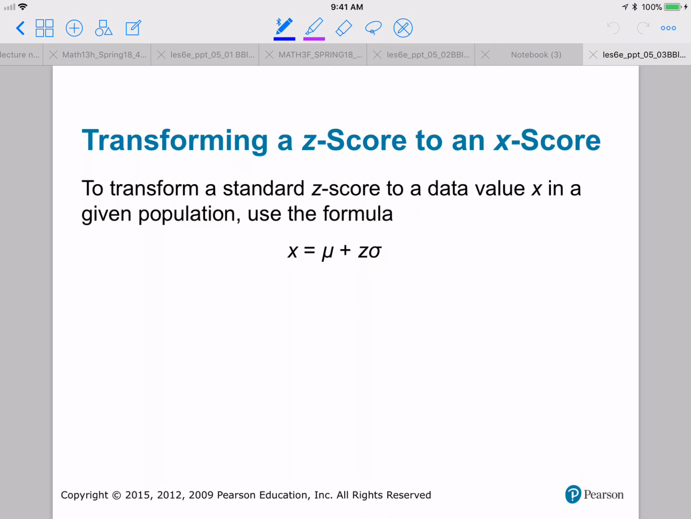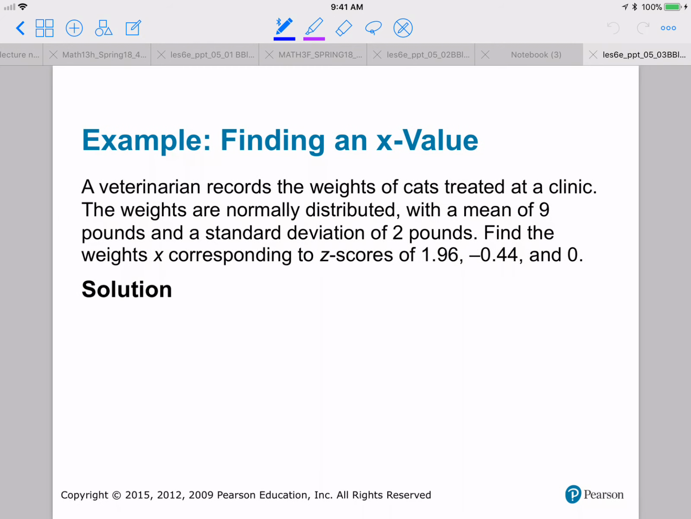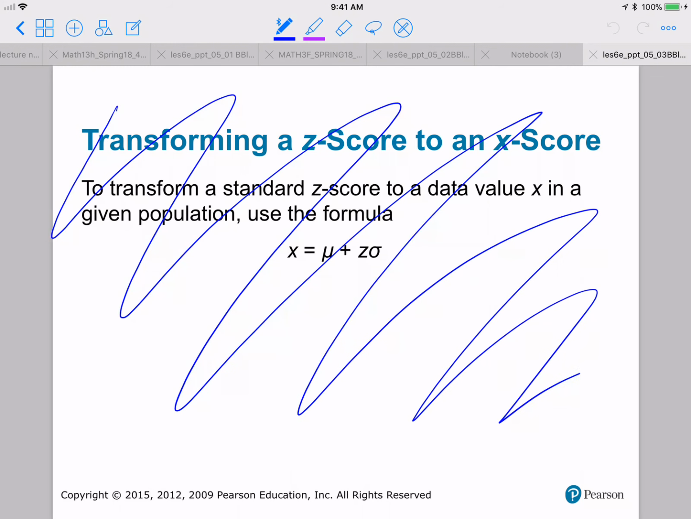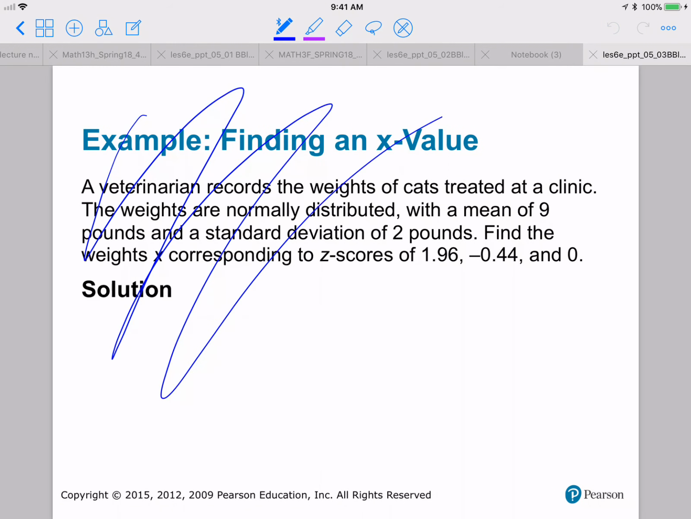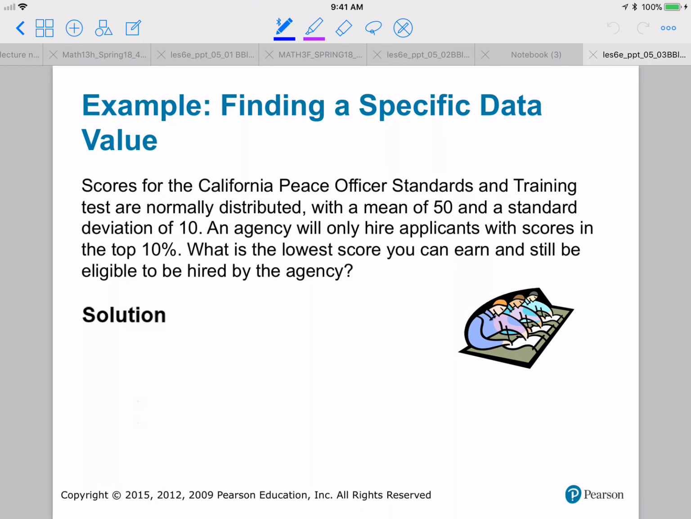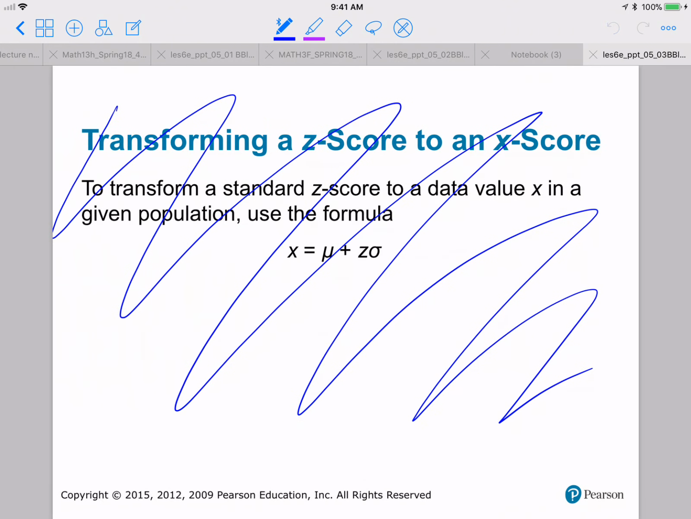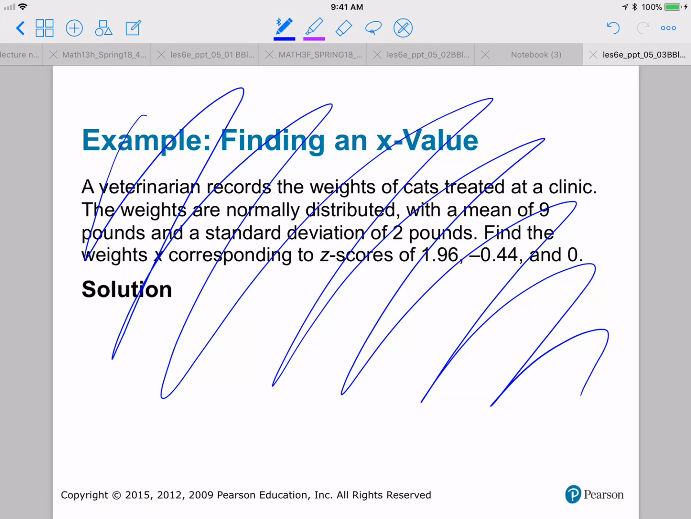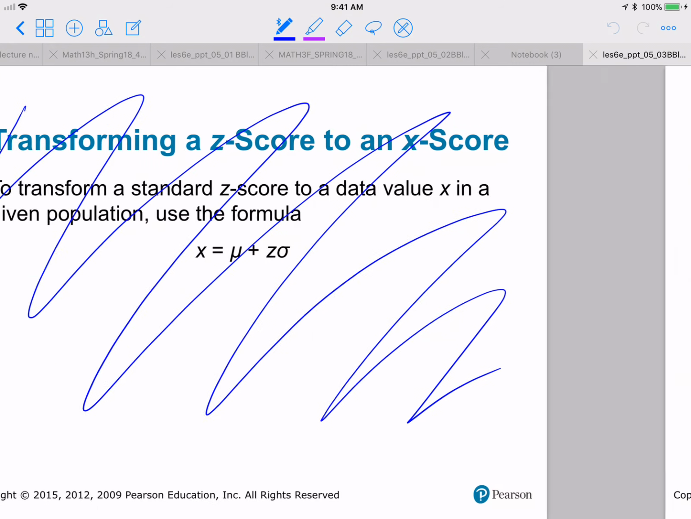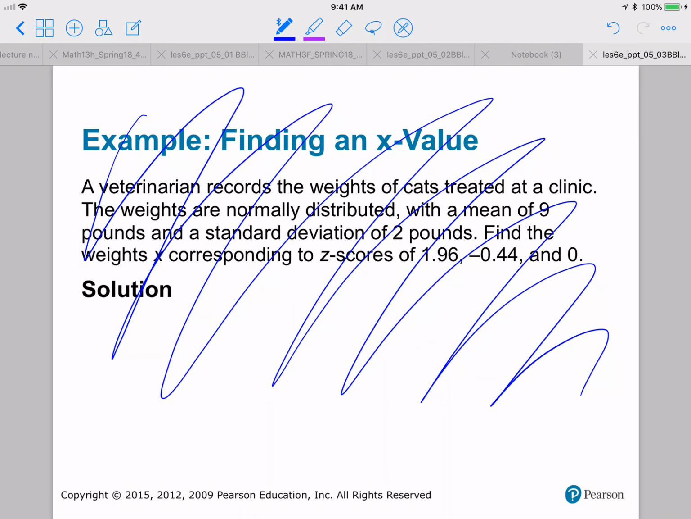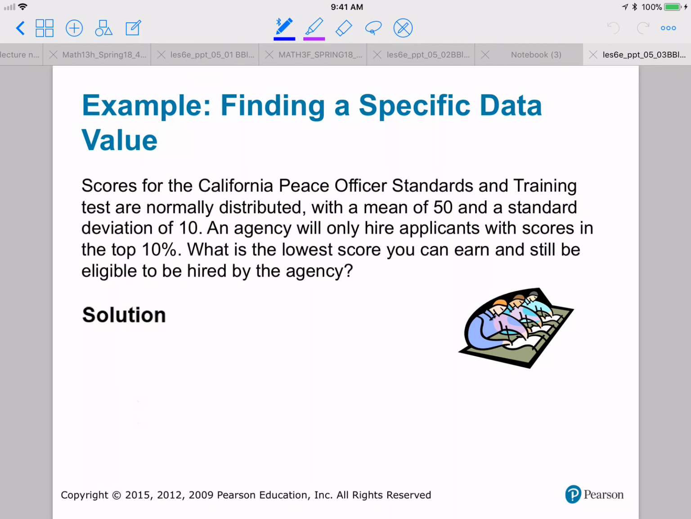Okay. Now, transforming a z-score to an x-score, we are going to skip this, and I think I should have deleted this in what I posted, because transforming a z-score to an x-score and finding an x value is important only if you don't have technology. So if you're using tables and charts, like in the olden days, then you would need to focus on learning this formula. But for us, our technology does those computations for us.